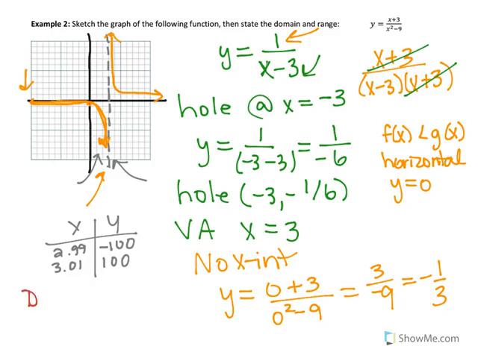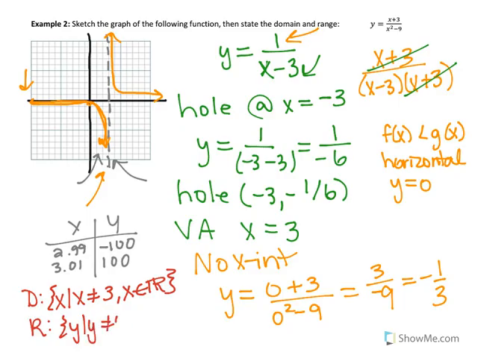So there's our sketch. So our domain is x cannot equal 3. And because we know there's no x-intercepts, our range is y cannot equal 0.